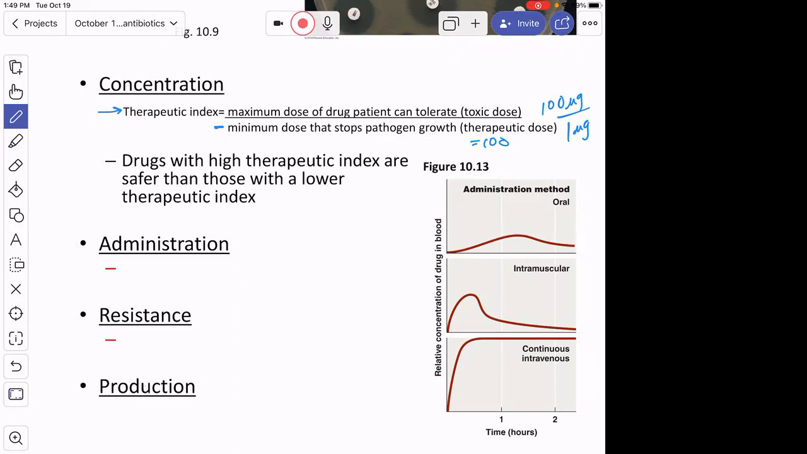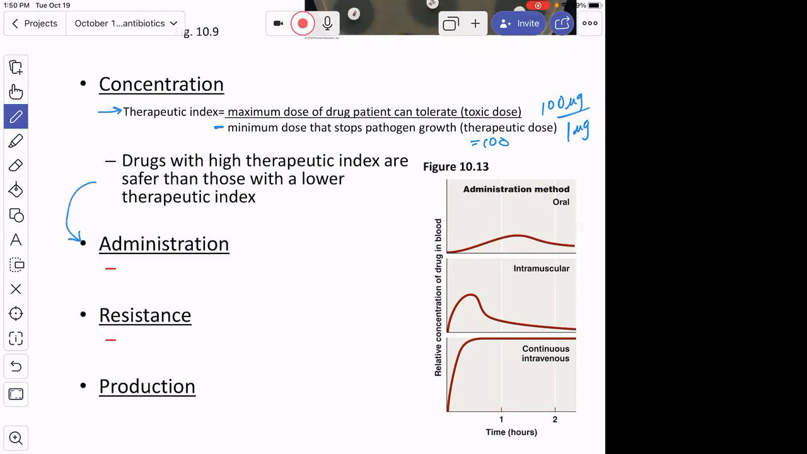But as that therapeutic index gets lower and lower, what is acceptable and what works, if those two numbers are really close to each other, then you have to dose the drug really, really carefully to make sure you don't get into those toxic doses. So that therapeutic index is going to impact how you administer a drug.